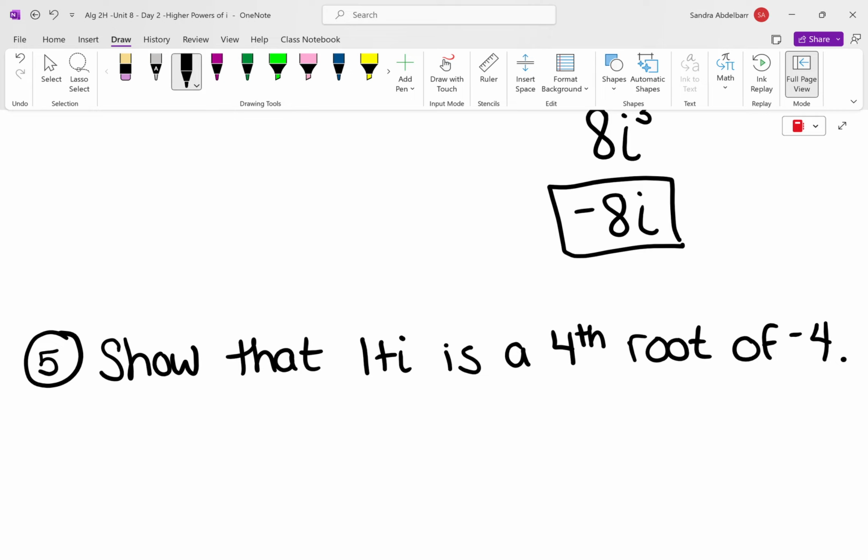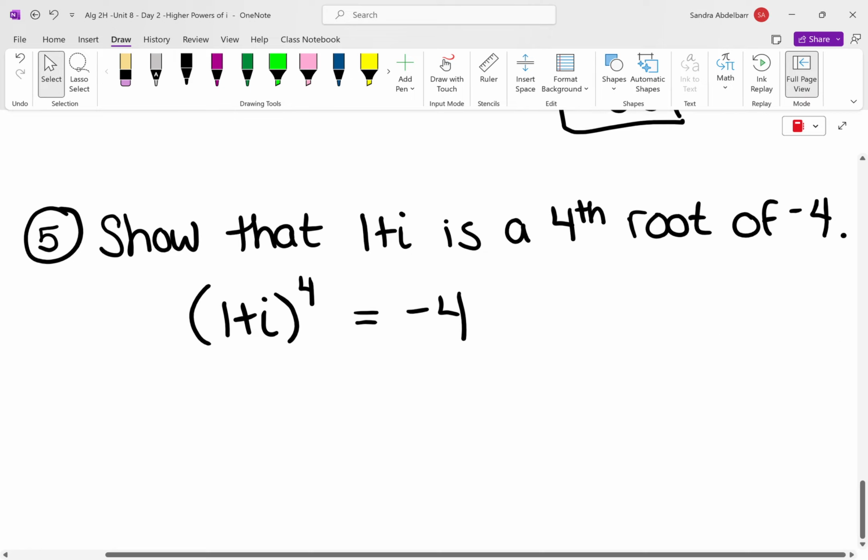So when it says show that 1 plus i is a 4th root of negative 4, what is that suggesting? That if I were to take 1 plus i and multiply it times itself how many times? 4 times. What should that equal? Negative 4. So in order to show it, we are going to take 1 plus i raised to the 4th power, and we need to show the person reading this, which will be me, that that is -4. Do you think I'm going to multiply this out 4 times? No, what can we do?